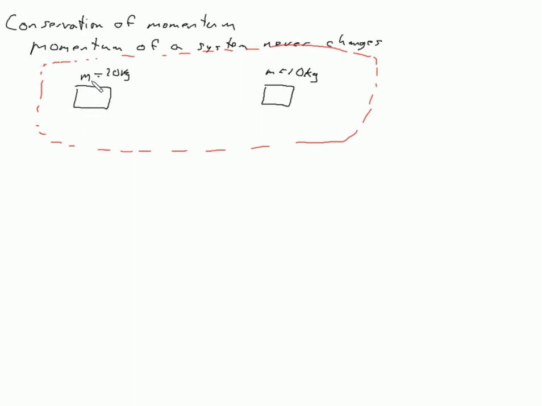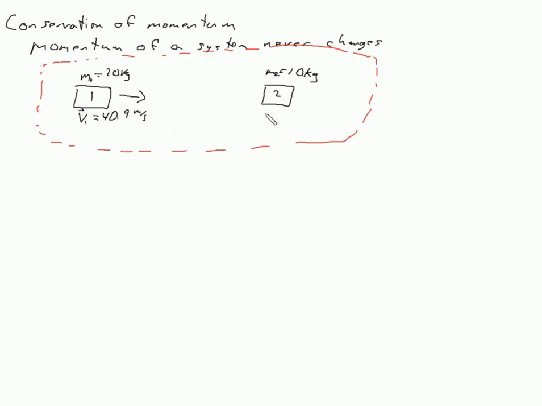So let's differentiate. Let's call this mass 1. Let's call this mass 2. So box 2, box 1. Let's have box 1 with a velocity of about 40.9 meters per second. We'll have it cruising here towards box 2. So 40.9 meters per second towards box 2.